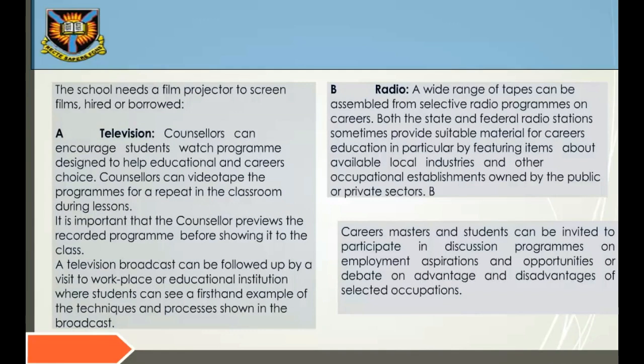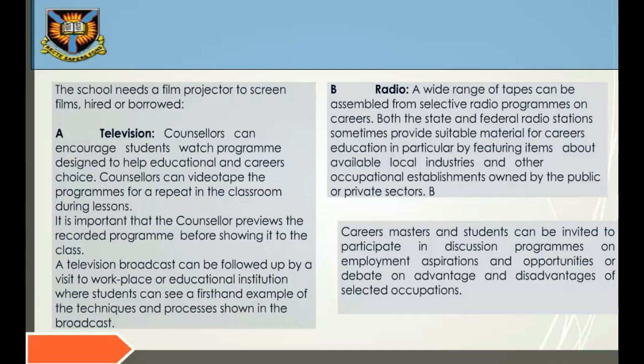A. Television. Counselors can encourage students to watch programs designed to help educational and careers choice. Counselors can videotape the programs for a repeat in the classroom during sessions. It is important that the counselor previews the recorded program before showing it to the class. A television broadcast can be followed up by a visit to workplace or educational institutions where students can see a first-hand example of the techniques and processes shown in the broadcast.